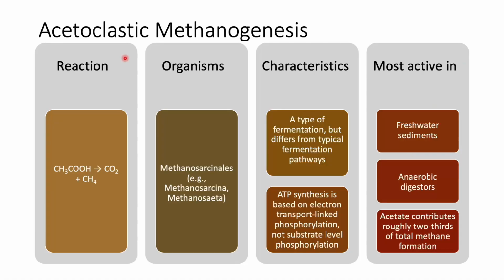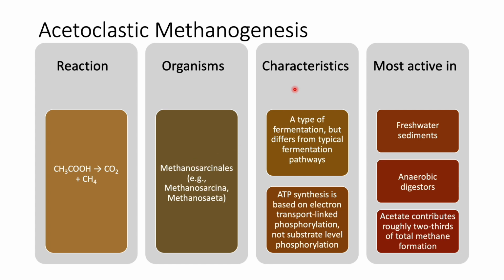Let us look at acetoclastic methanogenesis. The reaction is given here: acetic acid is converted to carbon dioxide and methane. So this is the reaction occurring in acetoclastic methanogenesis. Which organisms do this? Basically the Methanosarcinales, that is Methanosarcina and Methanosaeta. So these are the organisms which carry out this particular type of transformation.